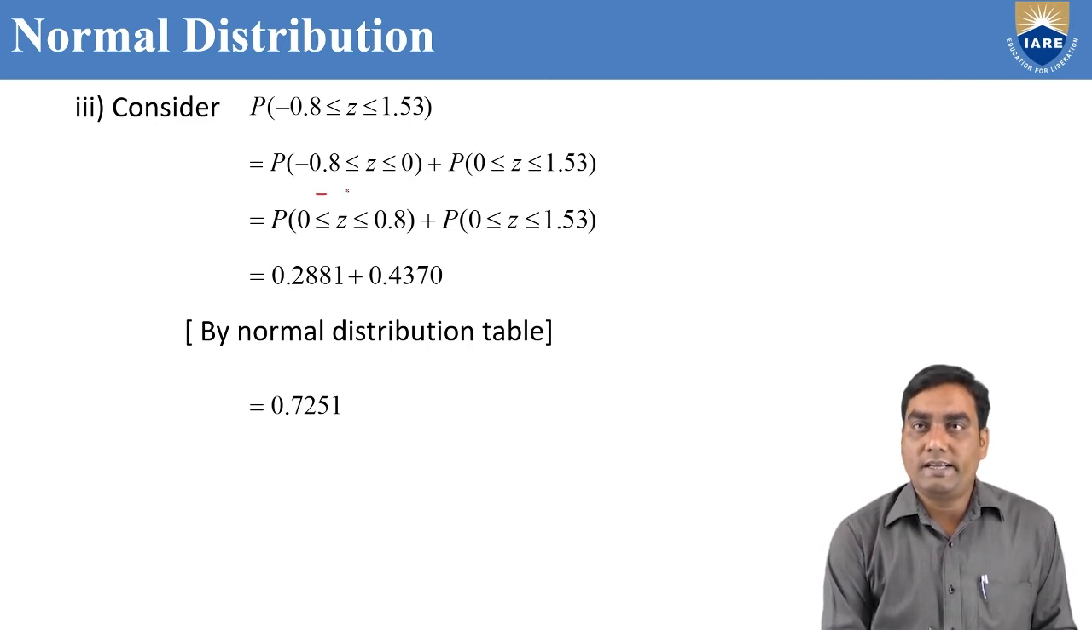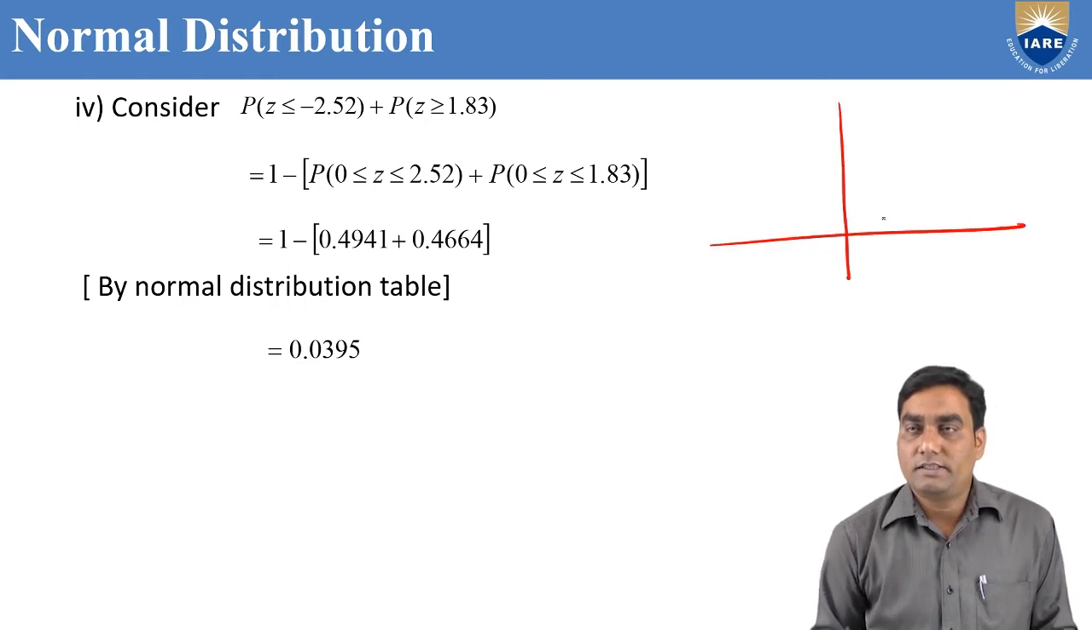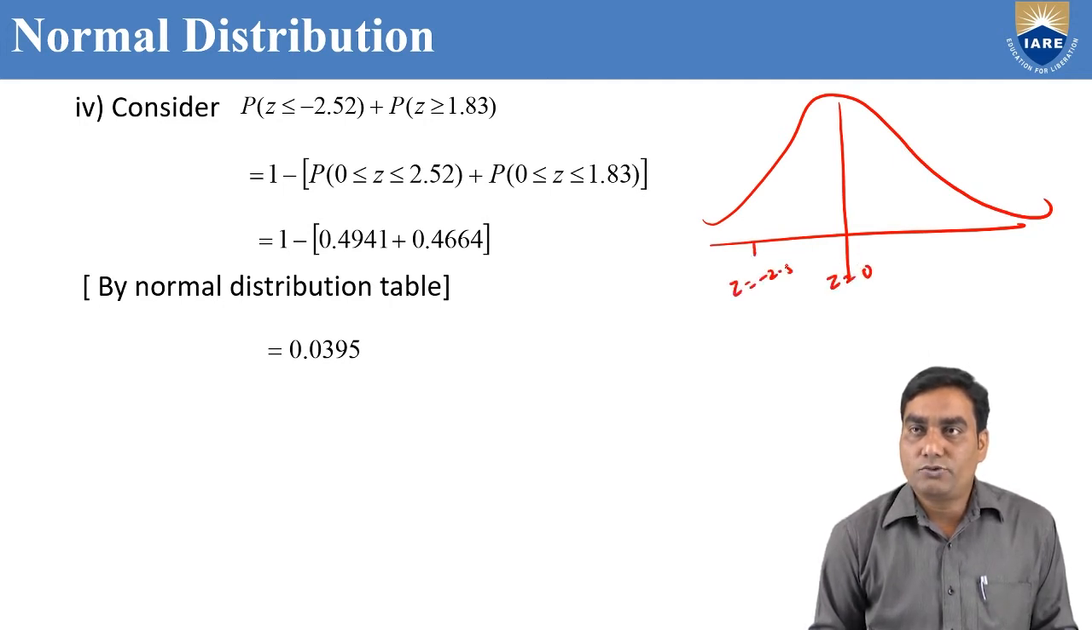Now, minus 0.8 to 1.53. Based on 0, you can take 0. We'll simplify and get the answer. In both cases, probability of z less than or greater than. This one, using the normal curve, this is z equal to 0, z equal to minus 2.5 and 1.83. The area required is from where to where? Less than this area and greater than this area. How to calculate this one plus this one? It's very simple. The total area is 1.